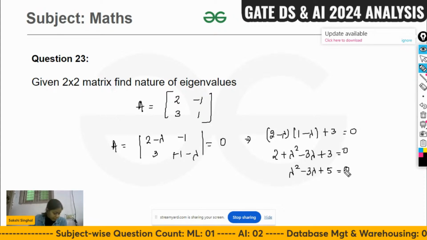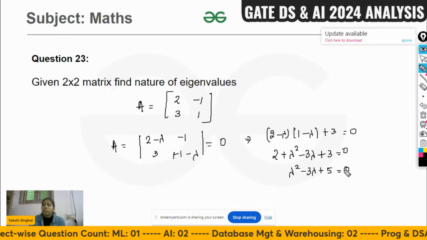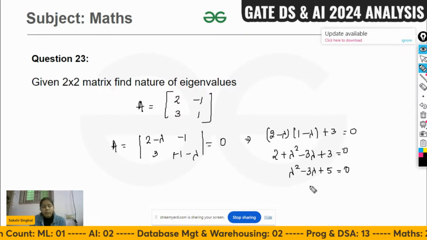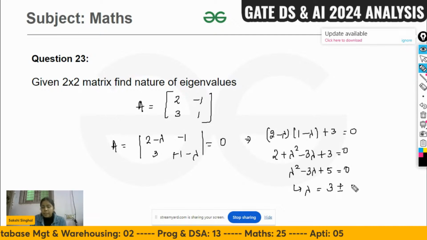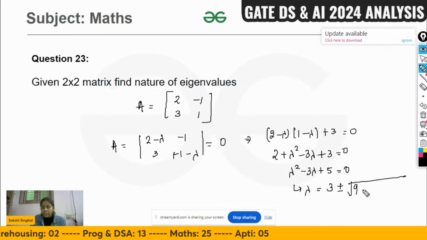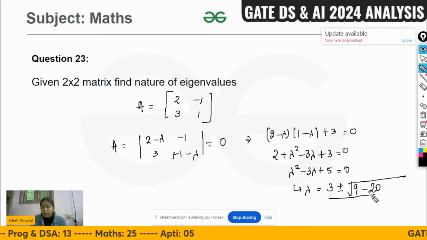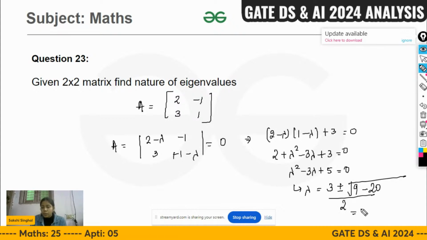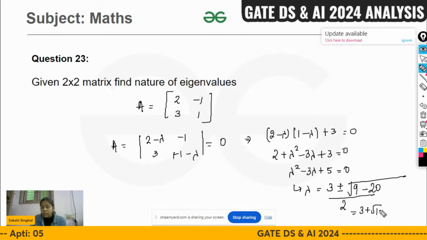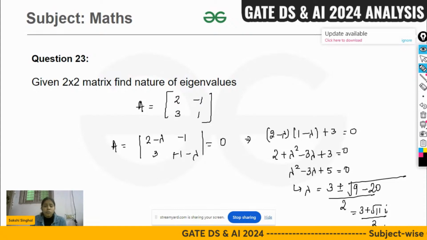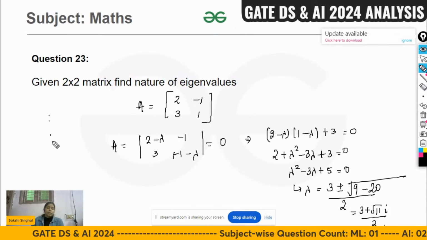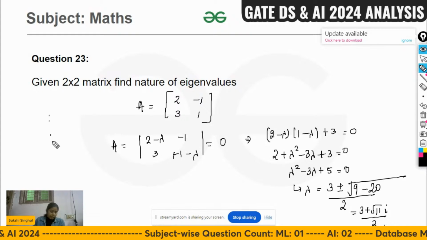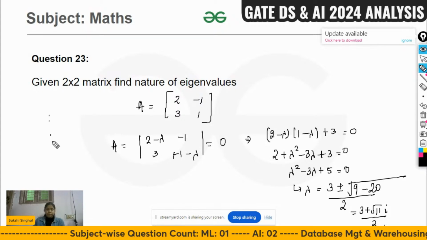So this equation would give me the roots, that is, the eigenvalues. So I'll find out the eigenvalues: 3 plus minus square root of b square minus 4ac, that means 9 minus 20, upon 2. So you can see that I am getting complex roots, right? So which option is correct? If in the options they have given that both eigenvalues are a complex pair, then that would be the correct answer.